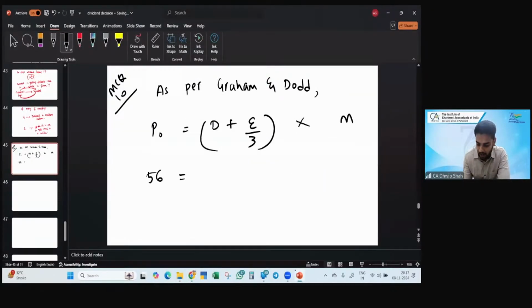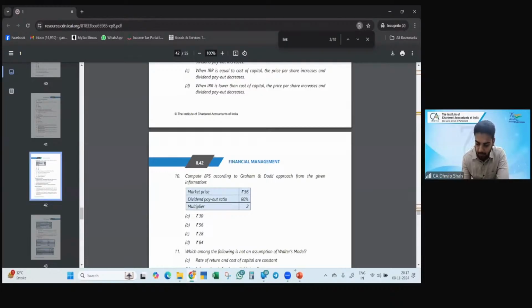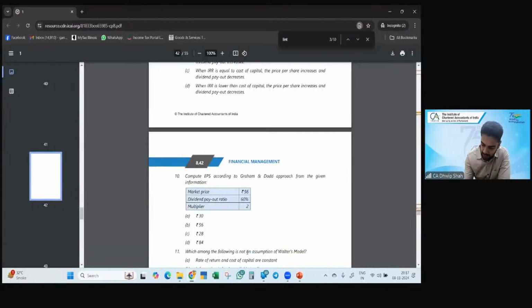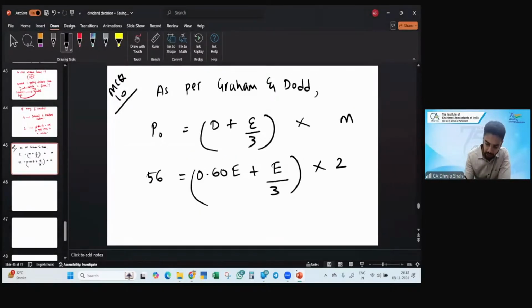D I know. It is 60%. Can I say it would be 60% of earnings? So can I say it is nothing but 0.6E? Yes or no? Plus E upon 3, multiplied by M. Multiplier is 2. Can you help me in getting the answer of E? कितना आ रहा है?